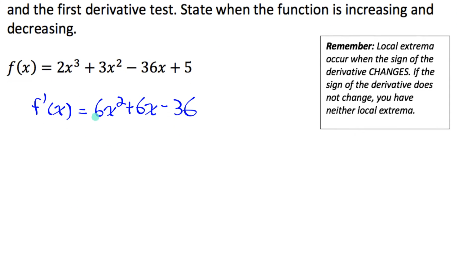Now I need to figure out how this could be 0 or undefined. Well, this is a degree 2 polynomial function. There's no way it could be undefined, but it could be 0. Let's set it to 0 and solve. I'm going to common factor a 6 from all 3 terms. I get x squared plus x minus 6.